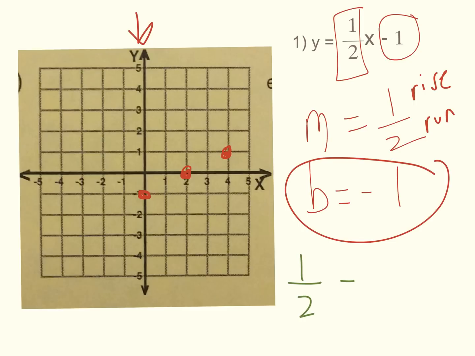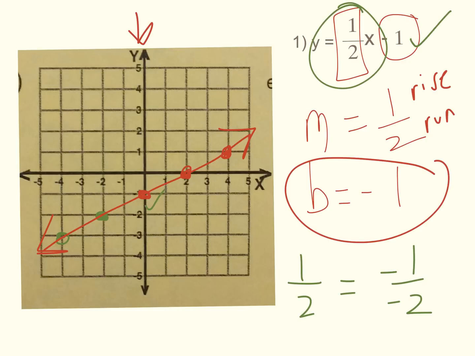1 over 2 is the same as -1 over -2. And so if I go down 1 and back 2, I can just reverse it, and that preserves the slope of the line. Final step, draw a line through your points and put arrows at the end. And then just double check everything. Did we begin at the -1? Yes. Is our slope positive? Yes.